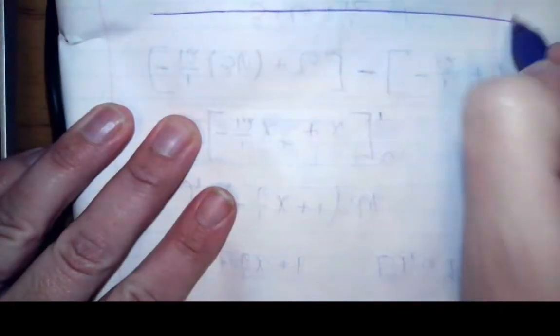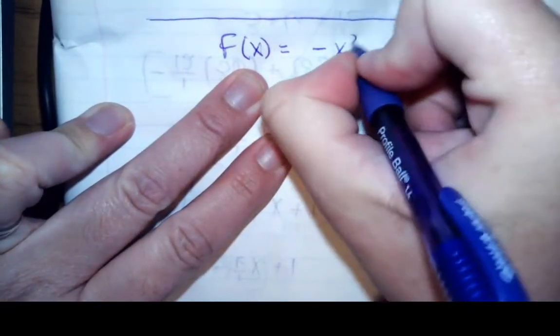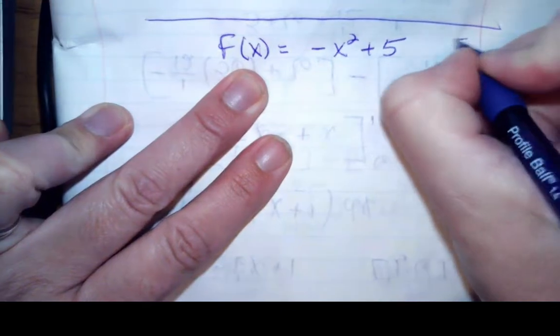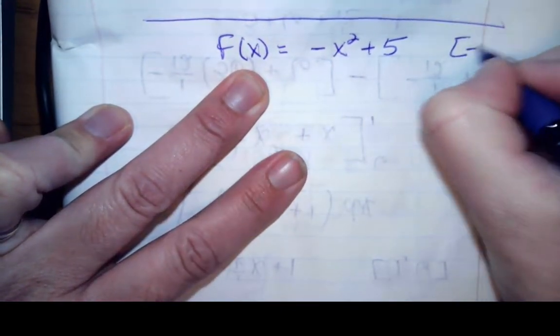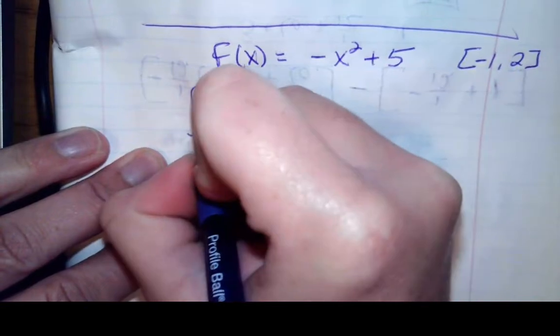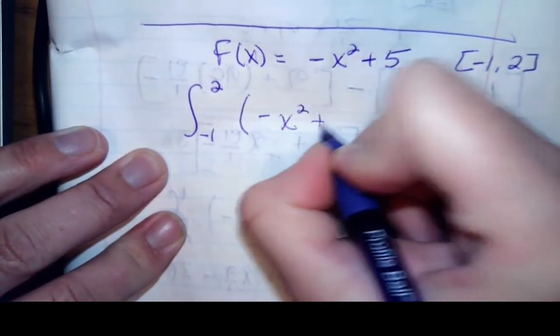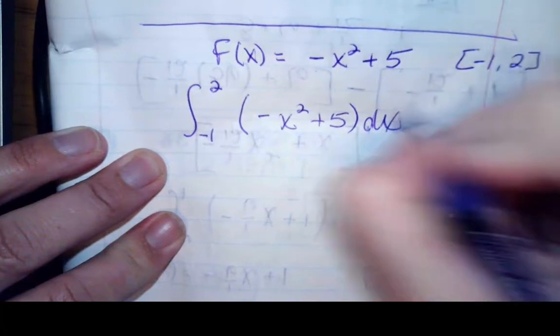All right, so let's try a parabola. I have f of x equals x squared plus 5, and the x squared is negative. And I'm going over the interval from negative 1 to 2. So that means I have the integral from negative 1 to 2 of negative x squared plus 5 dx.